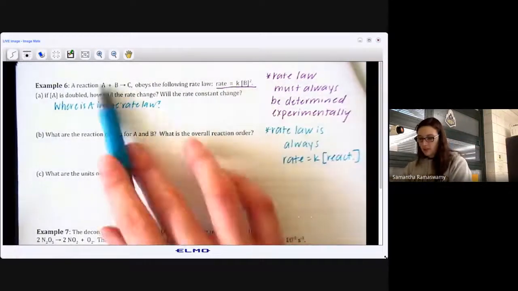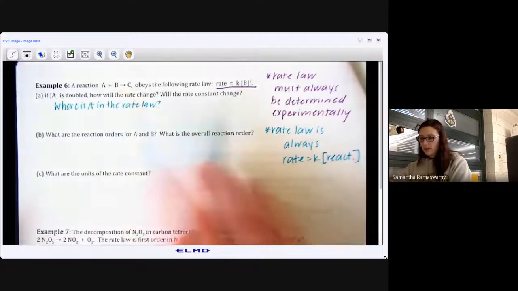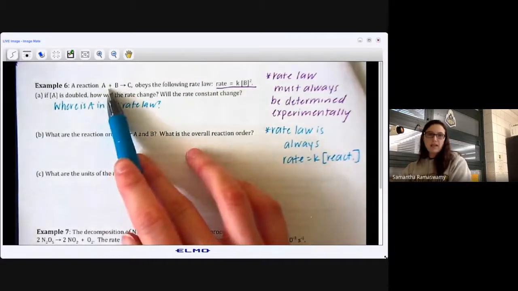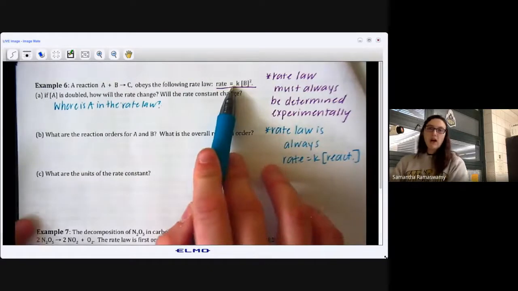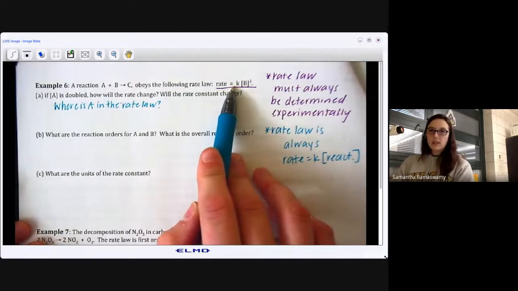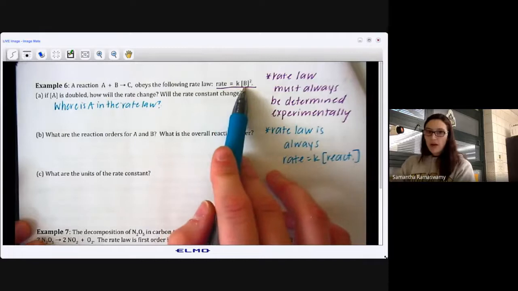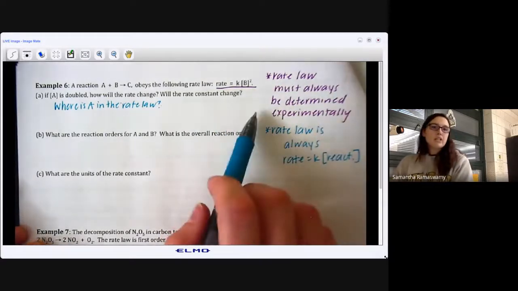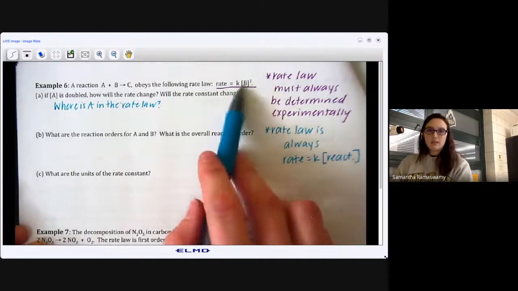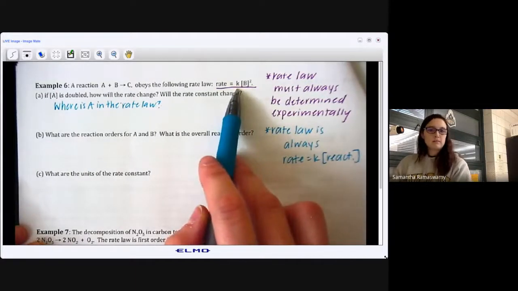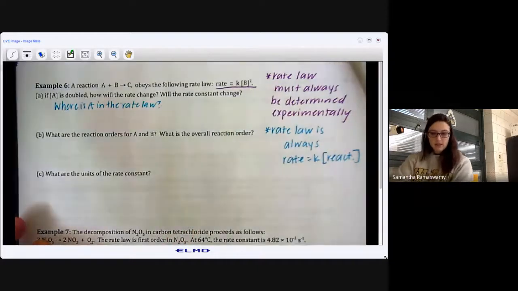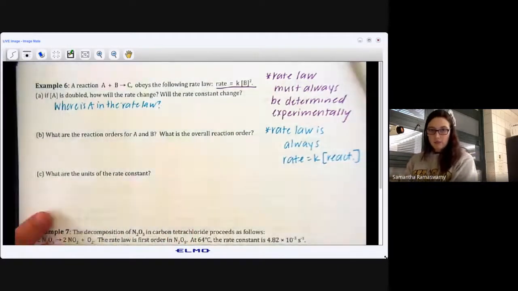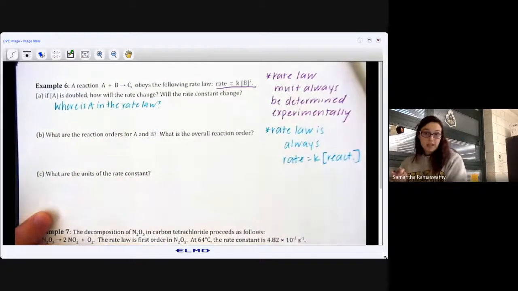Don't worry about the balanced equation. The balanced equation only tells us what our reactants are. This rate law is what we use to figure out how the rate will change based on the concentration. There is no A here. I could increase A's concentration by 1,000. A is not here. So if A is not in this rate law, rate's not going to change.